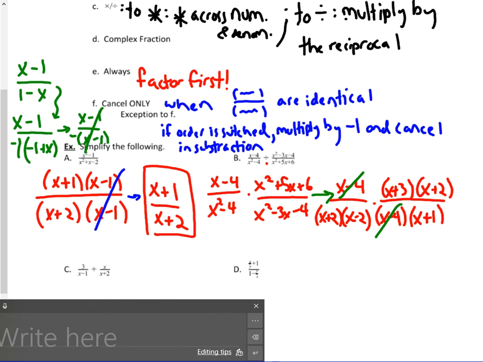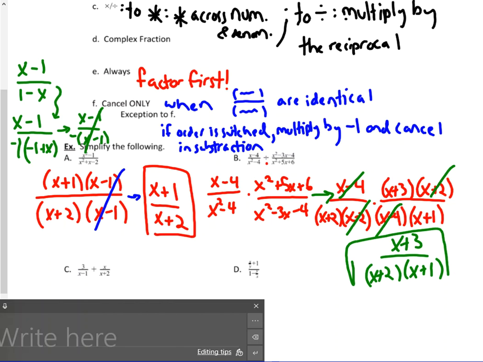Also see these x plus 2s. And now, yep, that is all that we are left with: x plus 3 over the quantity of x plus 2 times x plus 1. Awesome. Great.